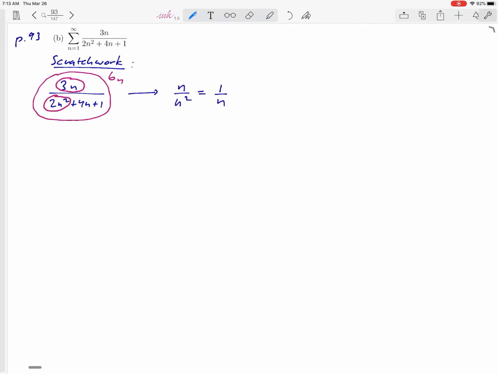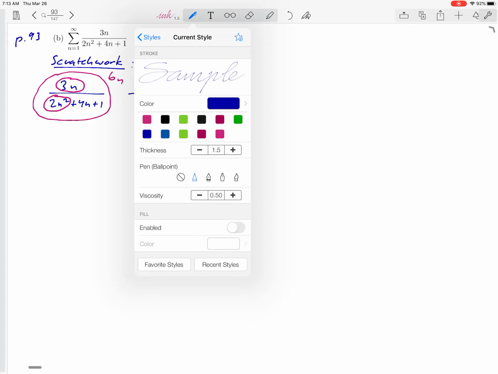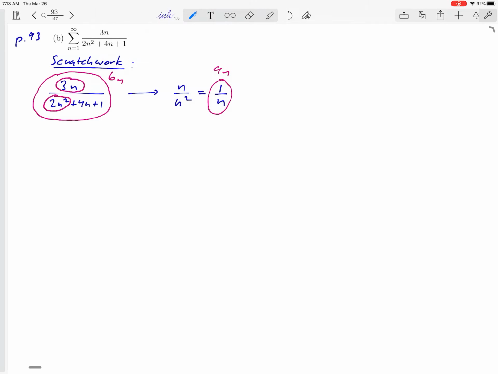So far what we have are the two terms in the series that we generally call bn and an when we use the limit comparison test. And the next step is to ask ourselves, do we know whether the series an converges or not? Let's look at that on the side over here. Well, what kind of a series is 1 over n? That's not a geometric series, but it is a p-series.